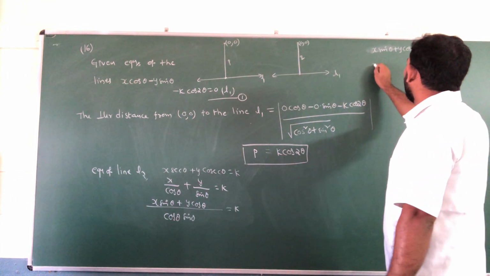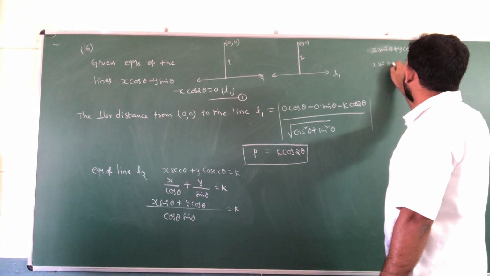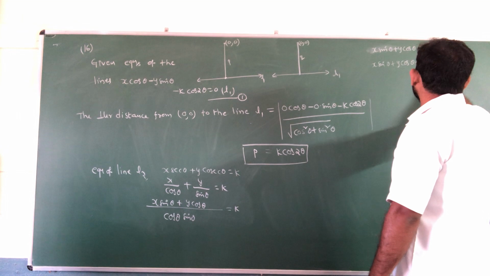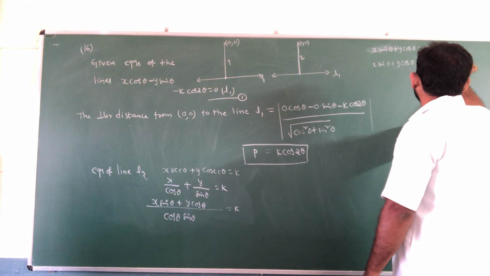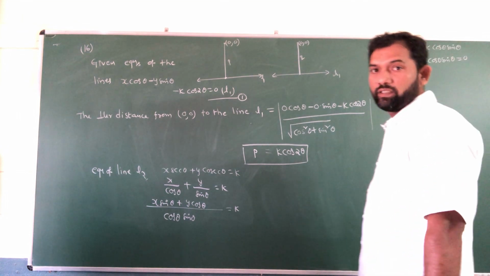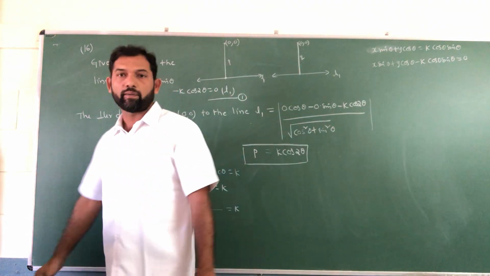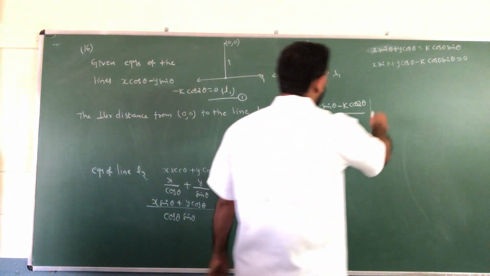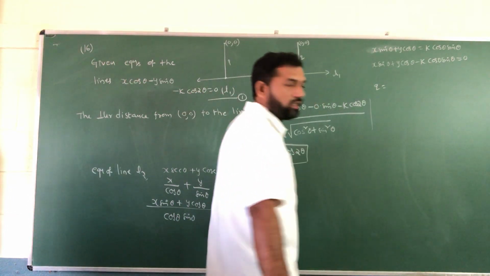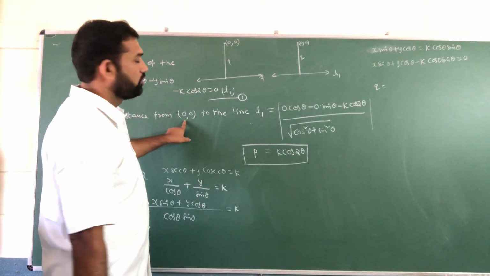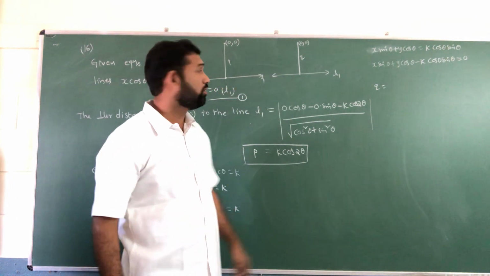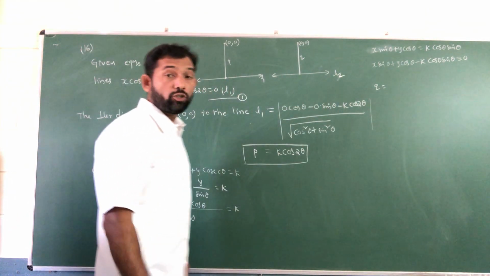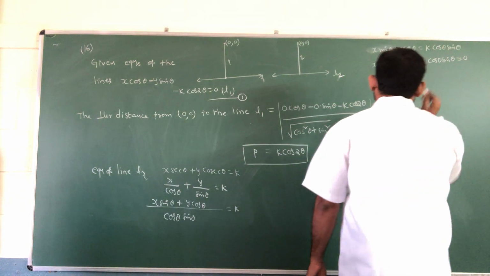Now x sin theta plus y cos theta minus k into cos theta sin theta is equal to 0. The distance from origin to that line is, what is that? That is q. You apply the same formula. The distance from origin (0, 0) to the line L2, this is L1, this is L2, is what? Q, the distance. So you substitute the values.